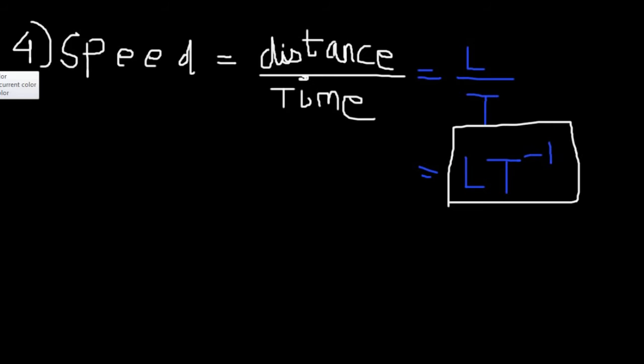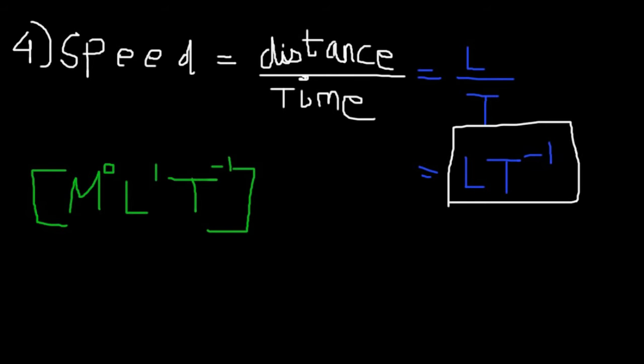If you're going to write them in M, L and T form, you would probably get M power 0, L power 1, which is nothing but L, and T power minus 1.